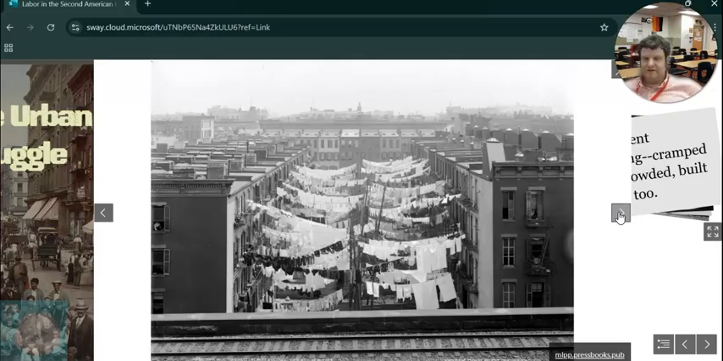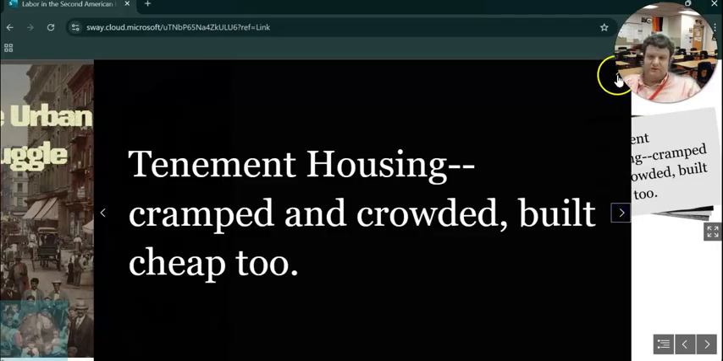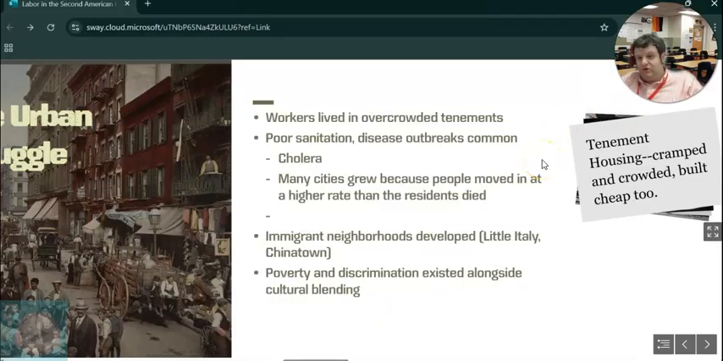So big cities were crowded, noisy, dangerous as well. There's also a great deal of crime. I mean, a lot of people like to talk about the Wild West and how dangerous it was, but you were more likely to die in an industrial accident or die in something going wrong in a big city in many cases.